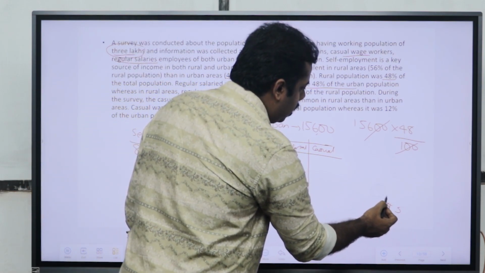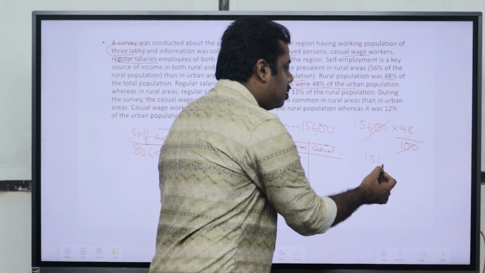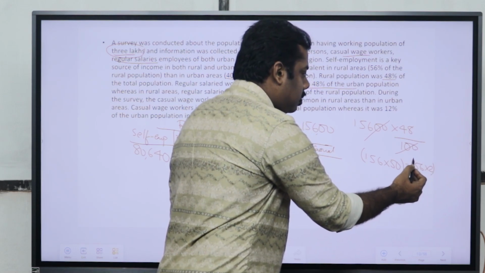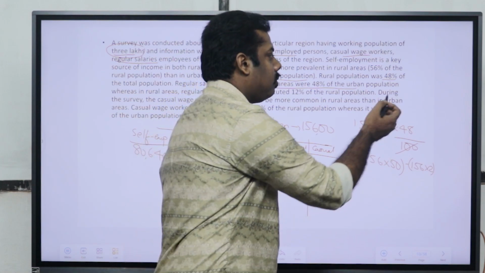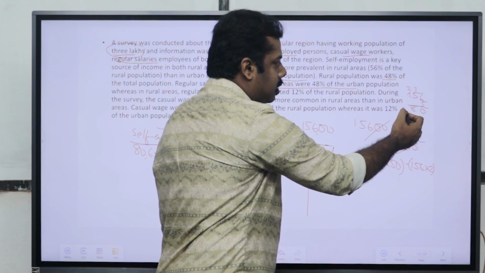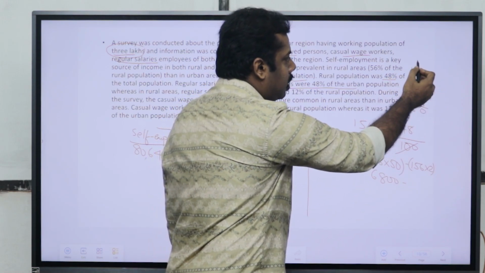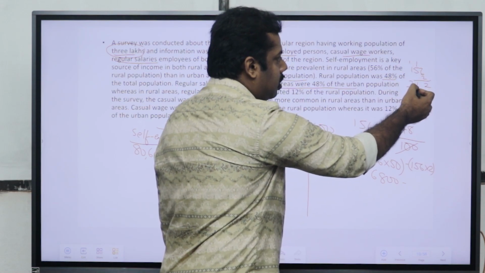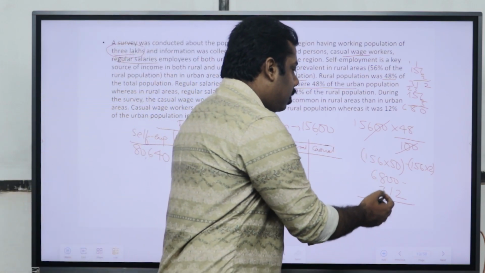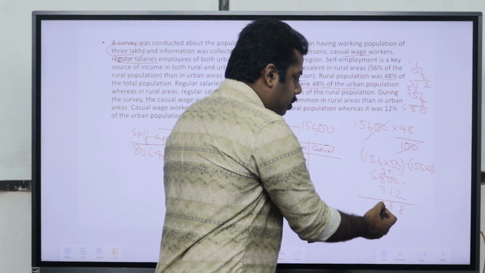There are many ways you can multiply; use whichever way is comfortable for you. The way I am going to do it is 156 into 50 minus 156 into 2, which makes my calculation a bit easier. 156 into 50 is easy: 156 into 5 is 780, so 7800, minus 156 into 2, which is 312. Subtracting 312 from 7800, we get 7488.